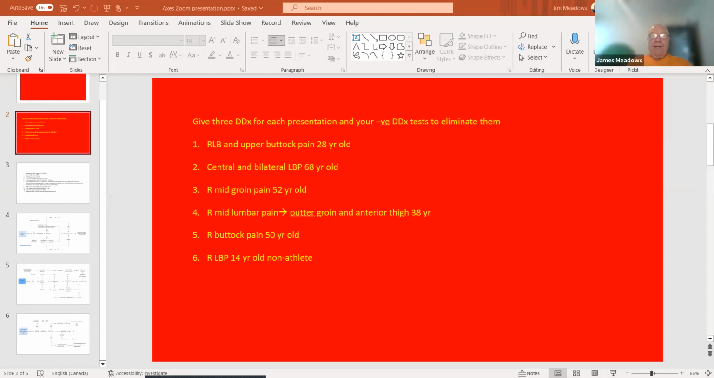Okay, so all right, let's have a look at right low back pain and upper buttock pain in a 28-year-old. Now, straight off the top of your head, I'm going to change the rules a bit. Straight off the top of your head, what hypothesis are you going to investigate? Straight off the top of your head, just with that much information. All right. Write it down, commit to paper. And then let me have another 2 differentials for it.